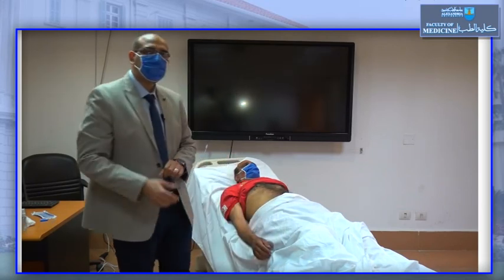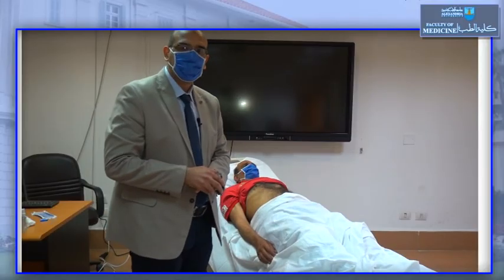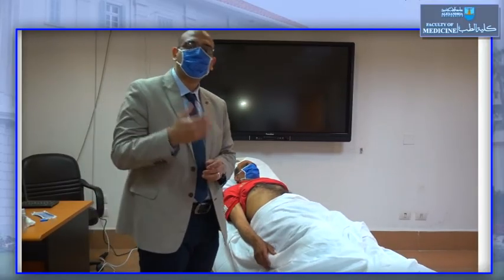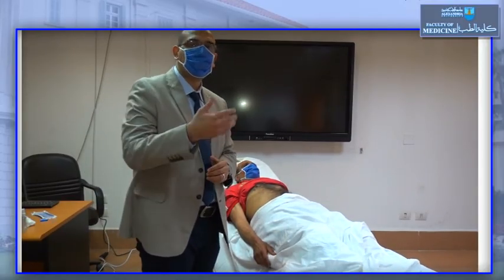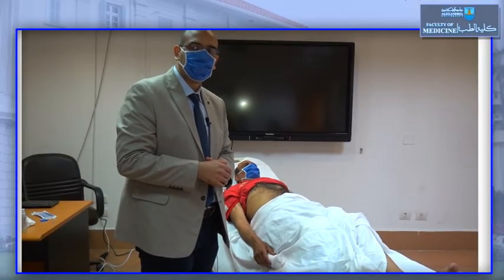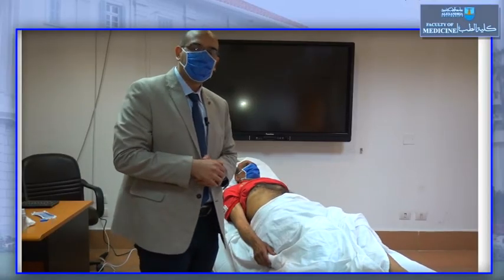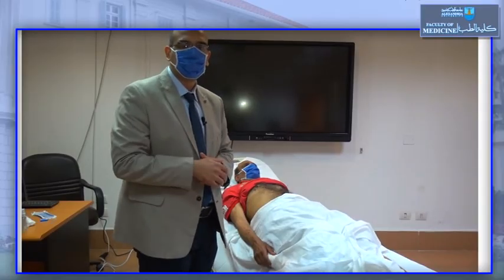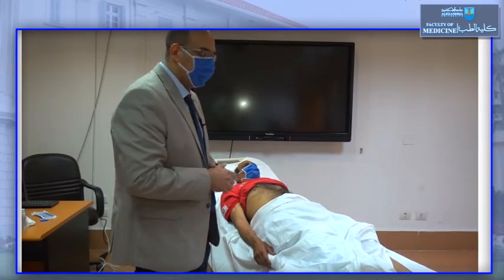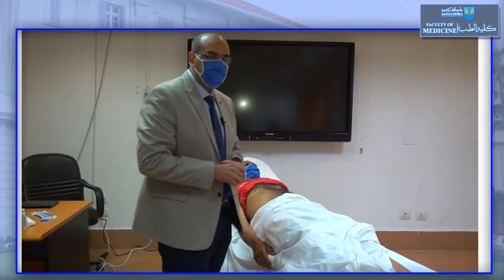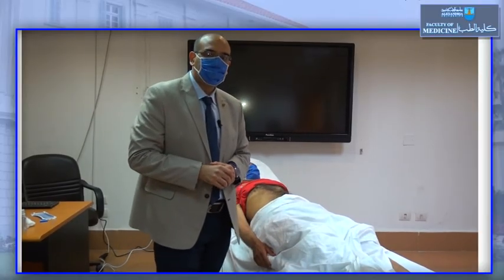It's about 18 breaths per minute. Normal respiratory rate is from 14 to 20. More than 20 breaths per minute is called tachypnea, while less than 12 or 14 is called bradypnea. We are waiting for the temperature to get the exact reading.